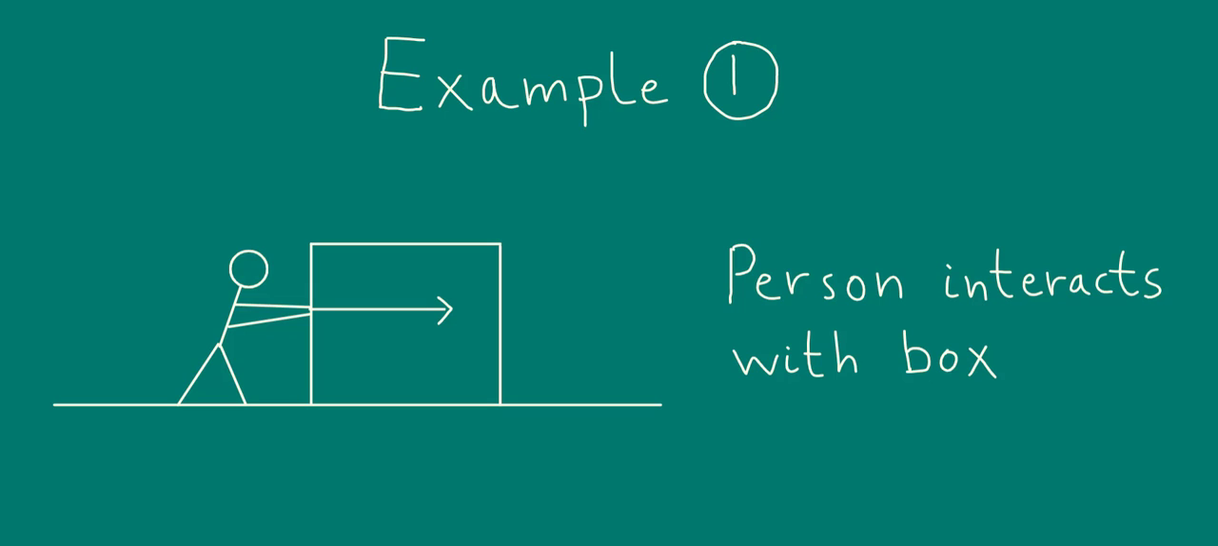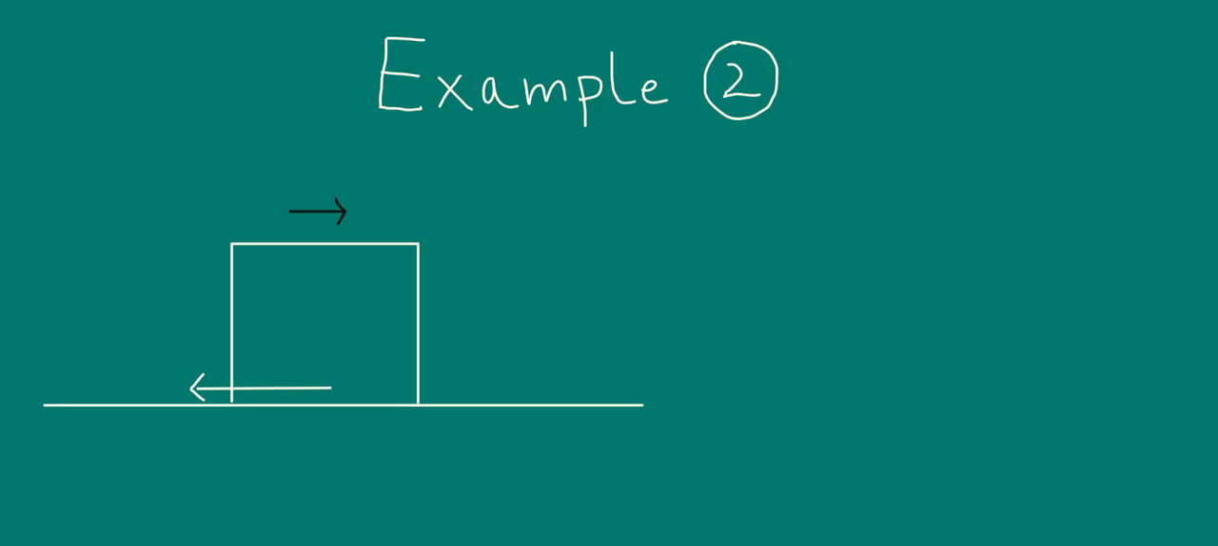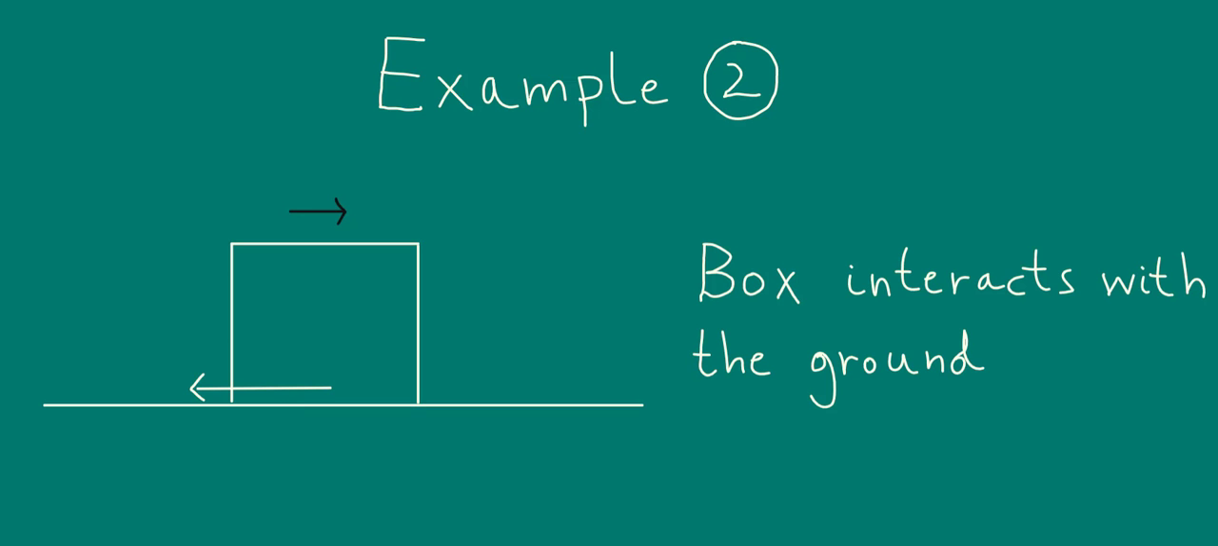In this example, the two bodies that are interacting are the person and the box. Now if the person manages to get the box moving and sliding along the ground, eventually the box will come to a rest due to the presence of this force acting to the left on the box. This force is known as friction and exists due to the contact between the box and the ground. We can say that the box interacts with a part of its environment, namely the ground.